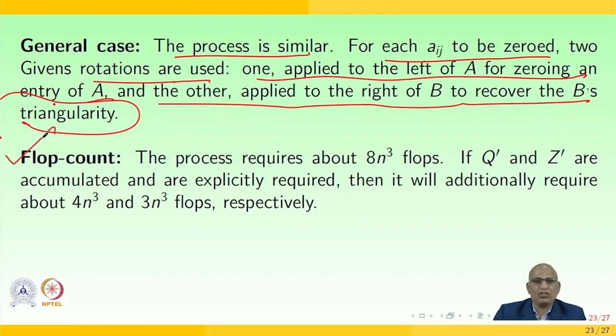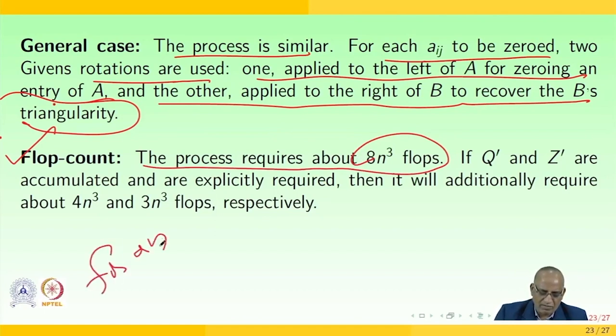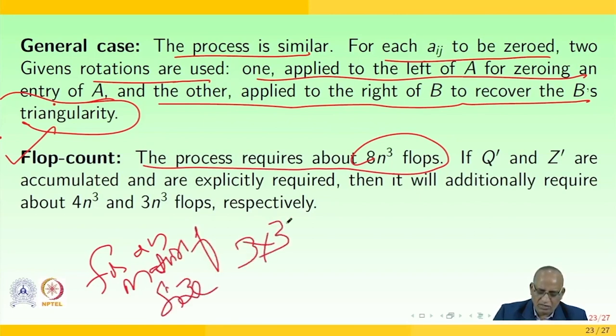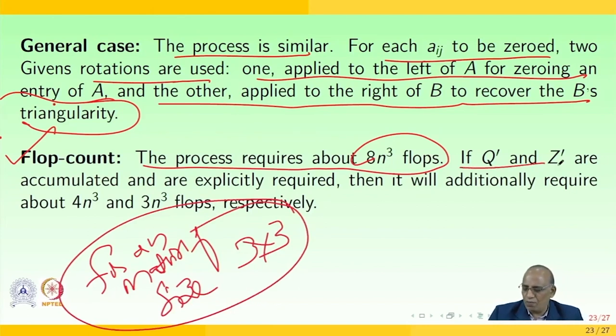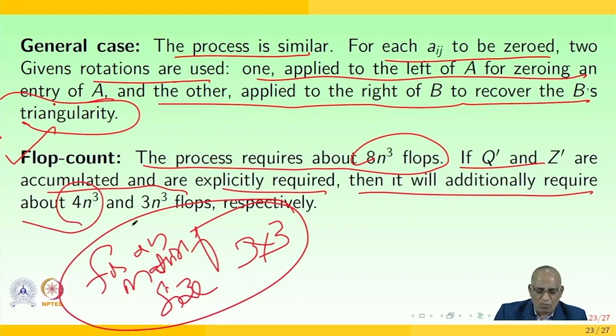What is the flop count? It is interesting to see what the flop count is. The process requires about 8n³ flops for a matrix of size n by n. If Q prime and Z prime are accumulated and are explicitly required, then it will additionally require about 4n³ and 3n³ flops respectively. Right? So if Z prime and Q prime are accumulated and are explicitly required, then it will additionally require this much for a matrix of size n.